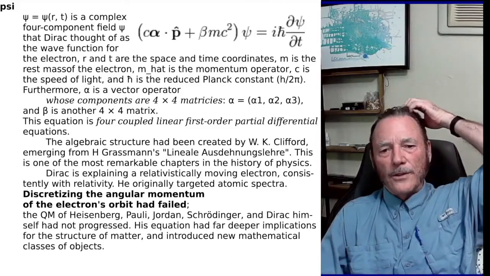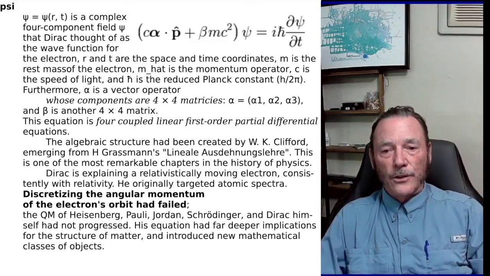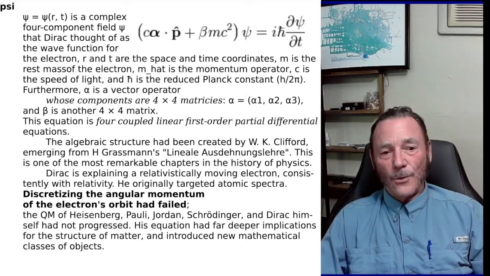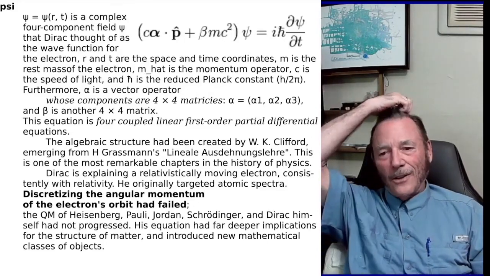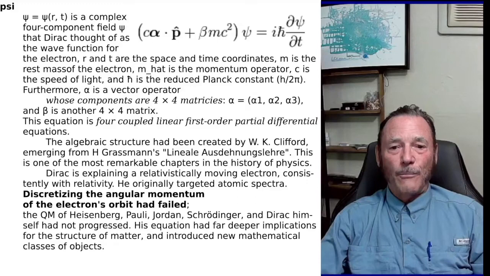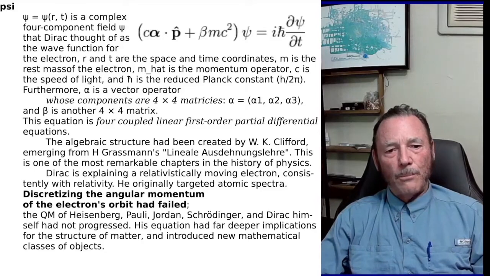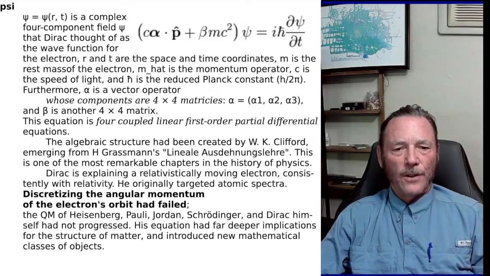Dirac is explaining a relativistically moving electron, another not understood anything, consistently with relativity. You see, that's what they're actually trying to get. And Dirac made a major insight, but it's written in linear algebra-ese. It's written in calculus-ese. It cannot be understood because it's not understandable. And so this is the most important statement in this article, which is from a blog site, which I'll give the link for that.